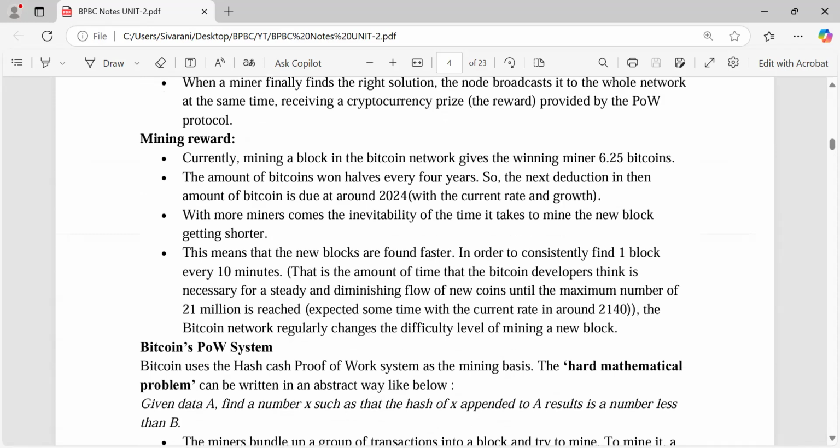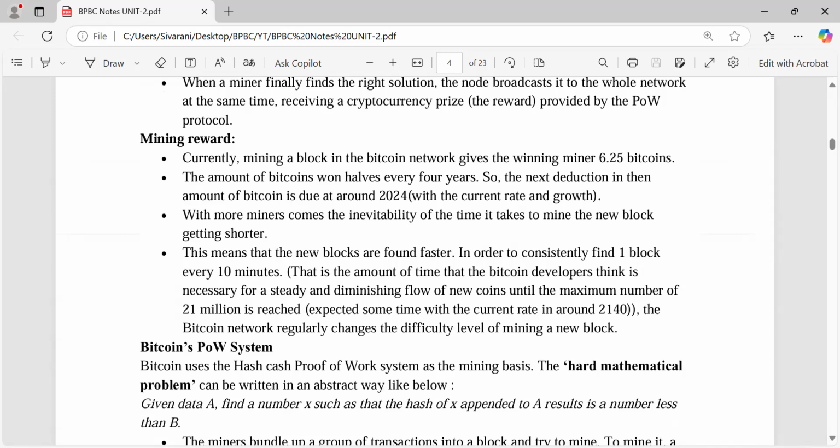Currently, mining a block in the Bitcoin network gives the winner 6.25 Bitcoins. The amount of Bitcoins is halved every 4 years. The next reduction is due around 2024. With more miners coming to mine new blocks, the time gets shorter. Now the blocks are found faster, about every 10 minutes, until it reaches the 21 million.